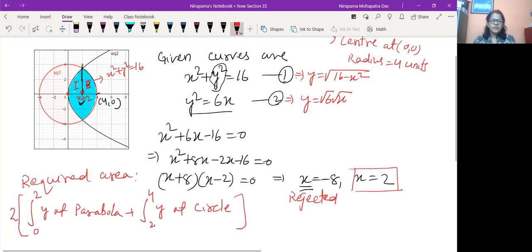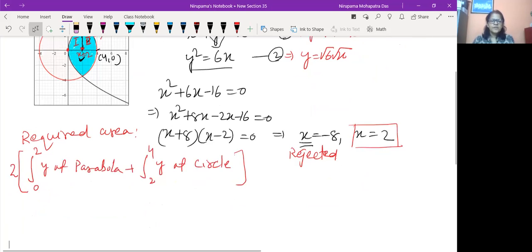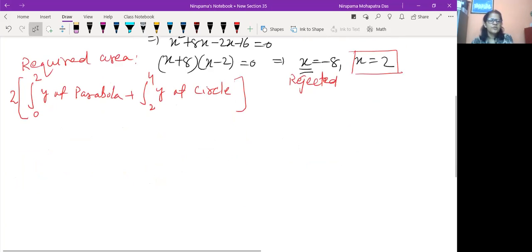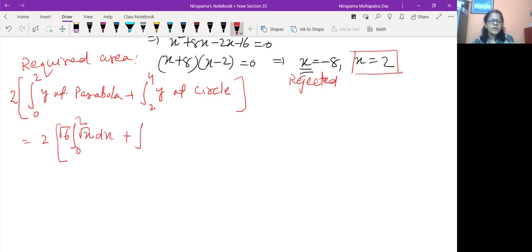So here we are doing the first part of the question, the interior region. Now y of parabola. So this is equal to twice of the integral from 0 to 2 of y of parabola. Your parabola is y square equal to 6x, so it is root 6 root x dx, plus the integral from 2 to 4 of y of circle, which is under root 16 minus x square dx. Only the calculation part is left.